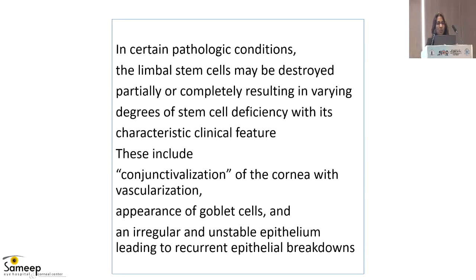So in certain pathological conditions, the limbal stem cells may be destroyed partially or completely, resulting in varying degrees of stem cell deficiency, with characteristic clinical features. These include conjunctivalization of the cornea with vascularization, appearance of goblet cells, and an irregular and unstable epithelium leading to recurrent epithelial breakdowns.